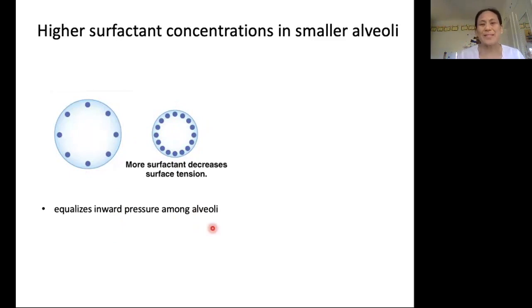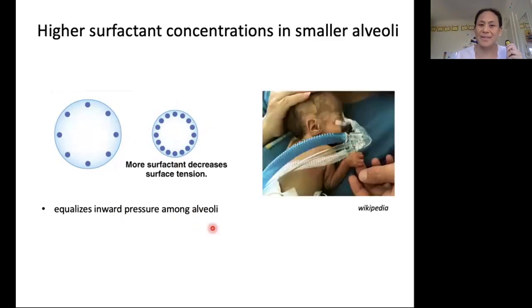One last thing that I want to say about compliance and surfactant is this. I want to talk about premature babies. You may be familiar with images of premature babies like this. You might have noticed that you always see them on ventilators. These tubes lead to a ventilator. Why is that? That actually has to do with surfactant.